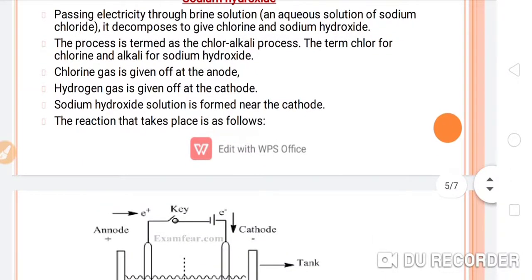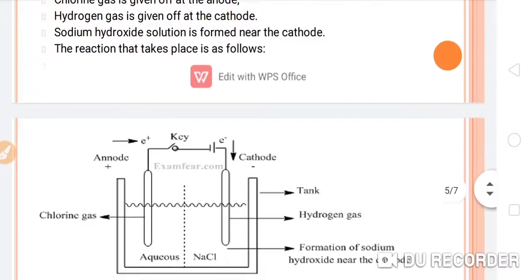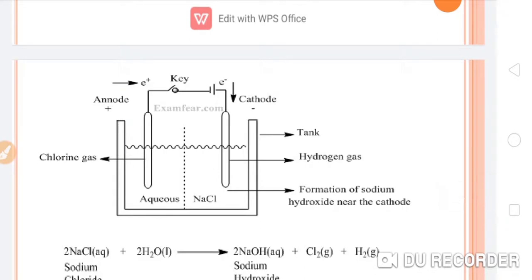Chlorine gas is given off at the anode. Hydrogen gas is given off at the cathode, and sodium hydroxide solution is formed near the cathode. The reaction that takes place is as follows. But first of all, you have to see the apparatus and the setup by which we can do this process.